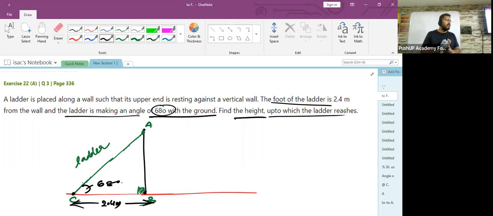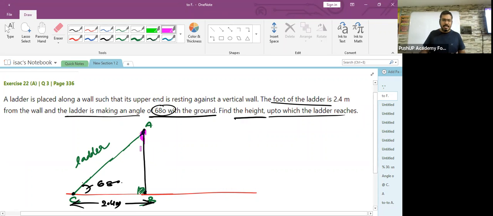Find the height up to which the ladder reaches. That means, children, you're placing the ladder on the wall. They are asking you up to what height the ladder reaches on the wall. So you have to find which side of the triangle, AC, isn't it? Because the top of the ladder AC is touching the wall at point A. So they are asking us up to what height of the wall the ladder is touching.